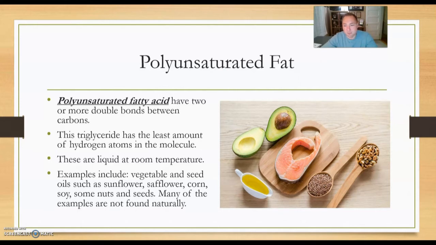Many of the examples, other than the ones that I have on the screen, such as the oils that you can use to cook with, are not found naturally and actually are processed. So we'll talk about that a little bit later when I give you some suggestions. Oftentimes they'll say, have this vegetable oil or use this seed oil instead of butter, a saturated fat. But in reality, you're actually consuming a man-made product. So we have to be careful about how much we take in because it can cause inflammation in our body.